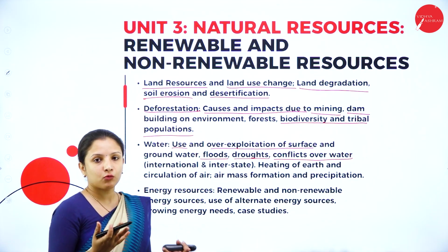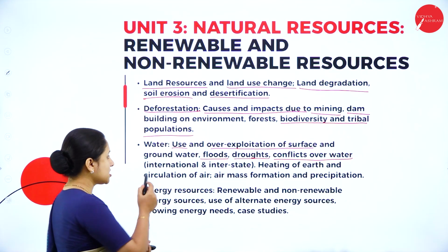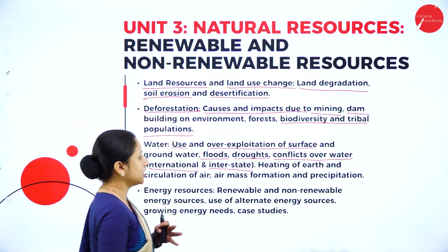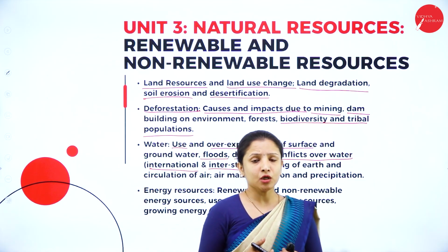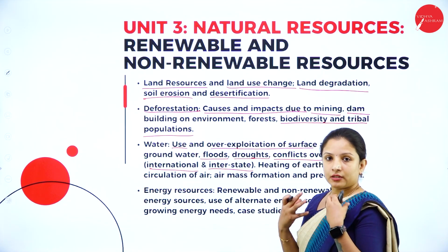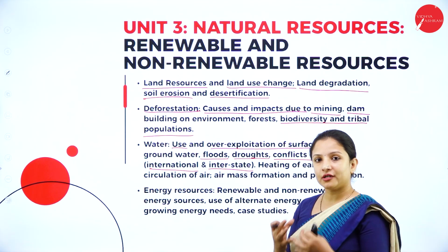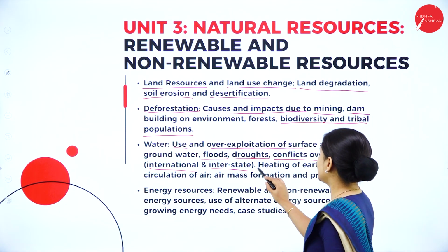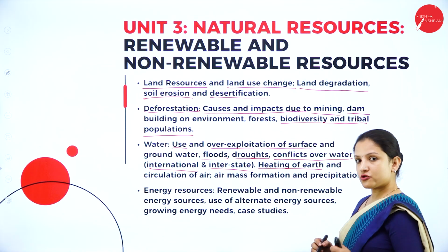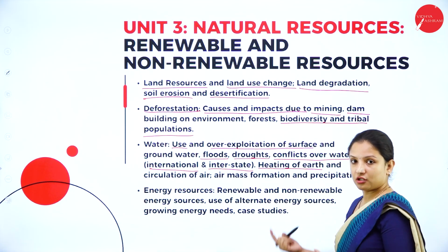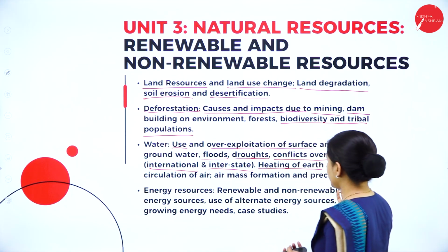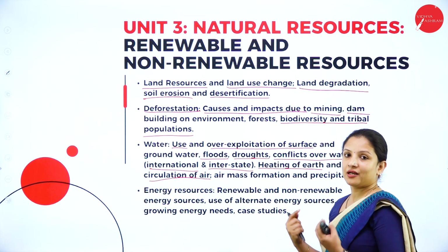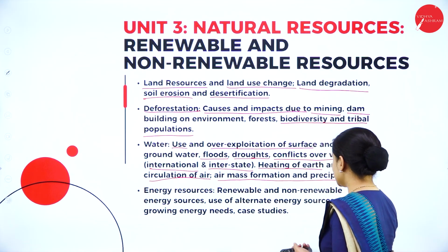That is, conflicts over water can occur both at the international level as well as the interstate level. So we need to take some examples and learn about that. Then if water is not available, or if the soil is dry, or if the water in the atmosphere is also dry, it can result in heating of the earth. And we need to know how water is important for the circulation of air. So we need to know about the heating of the earth and circulation of air, then how air mass formation will occur, and finally it will lead to rainfall, that is precipitation.